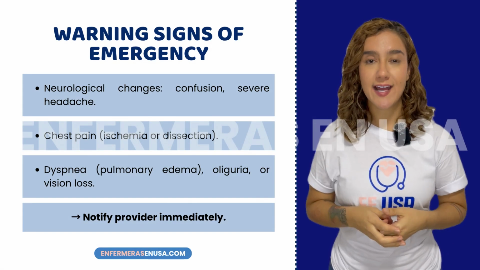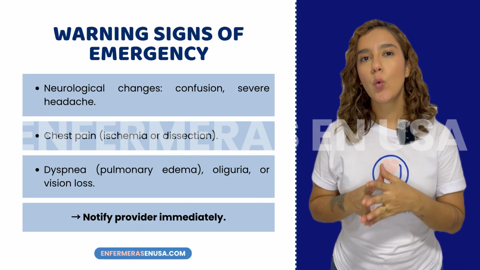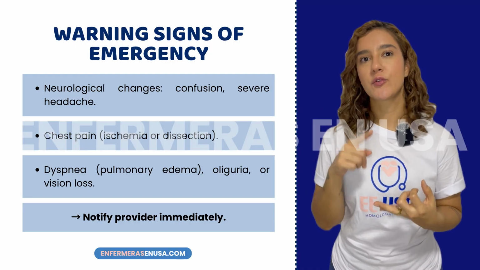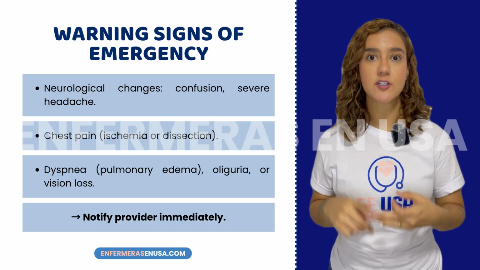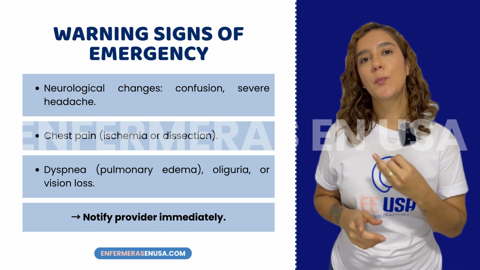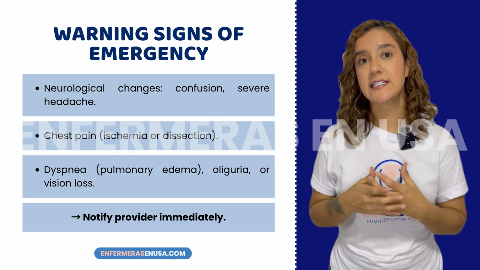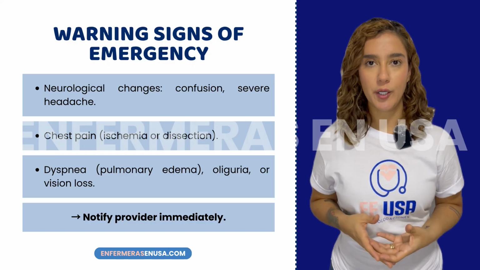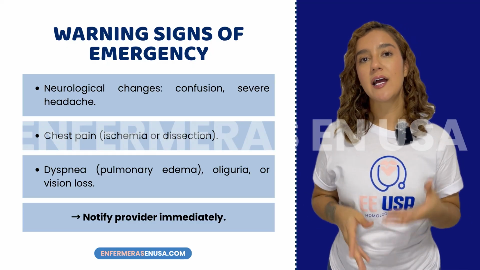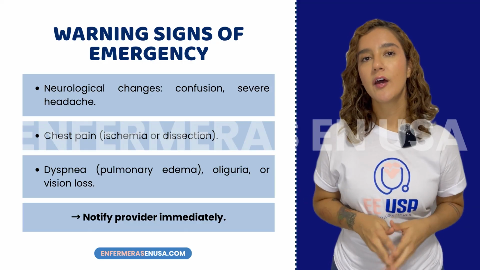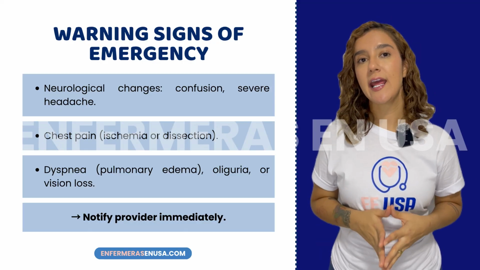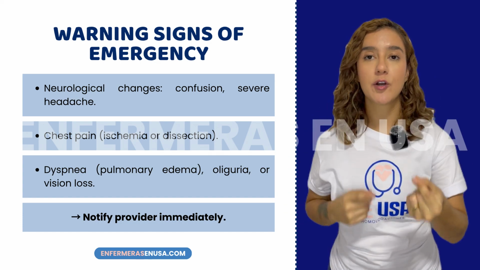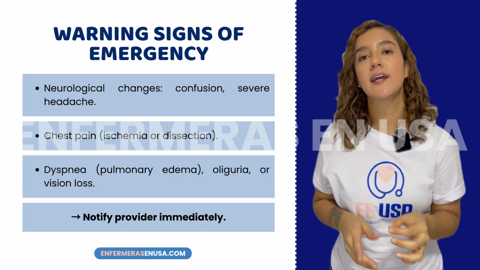Let's see some warning signs and symptoms of an emergency. Watch for any of these red flags. Neurological changes like confusion, decreased level of consciousness, focal deficits, or severe headache. Chest pain, suggesting ischemia or aortic dissection, with severe pain and possible new murmur. Shortness of breath from acute pulmonary edema. Oliguria or rising creatinine, and retinal bleeding or sudden vision loss. If any appear, think hypertensive emergency and notify the medical team immediately.